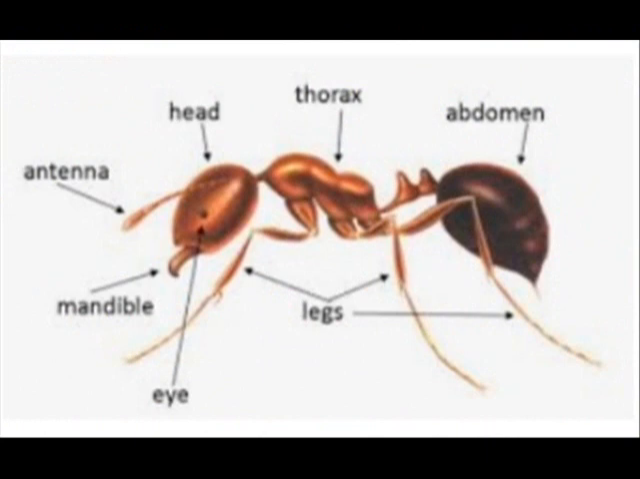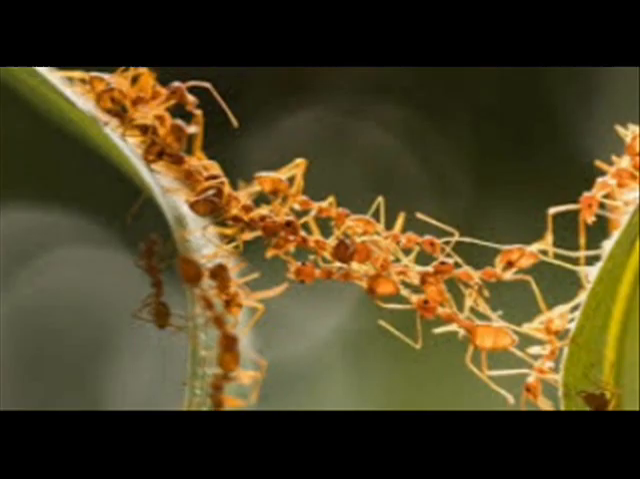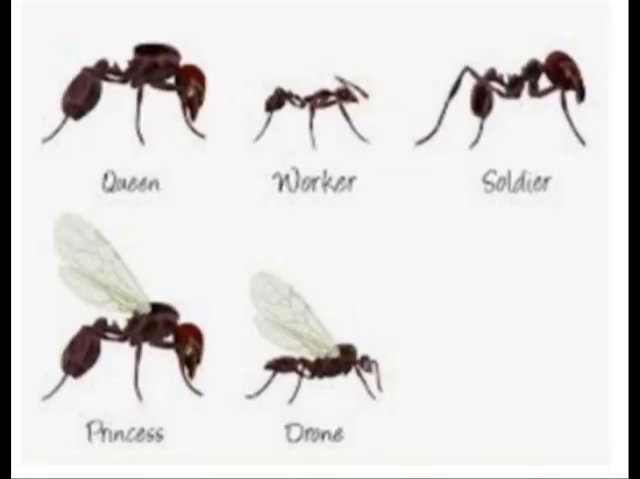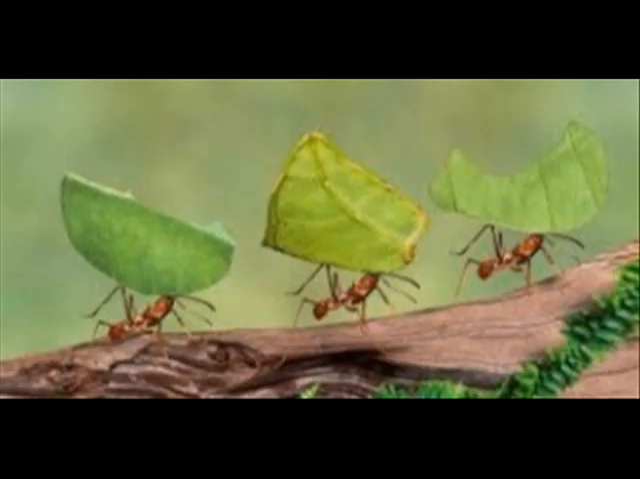Ant. Ants are social insects. They live in large groups or colonies. Inside the ant colony, there are 3 types: the queen, the male and the female.